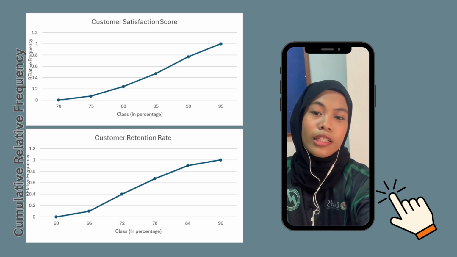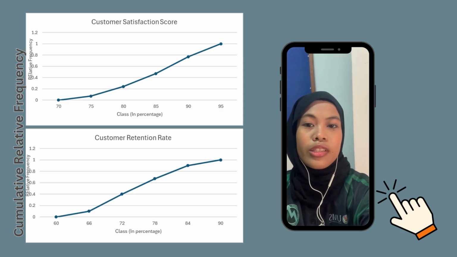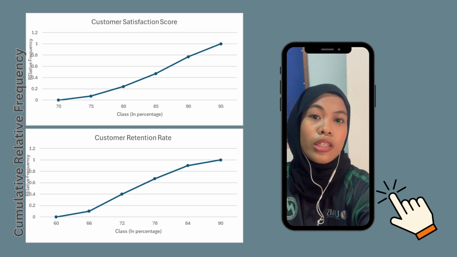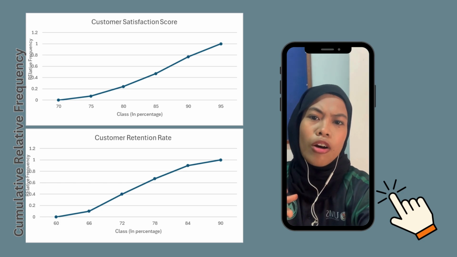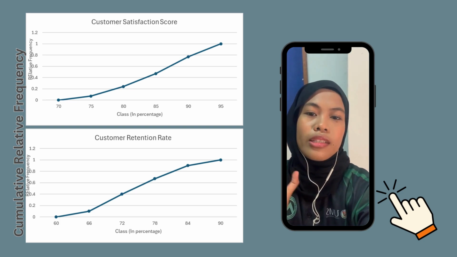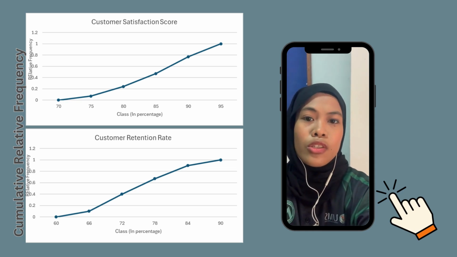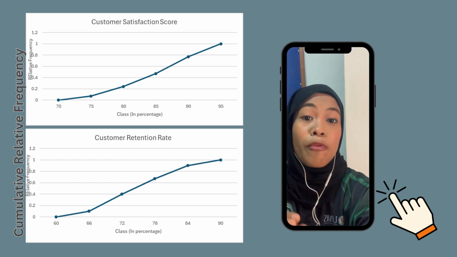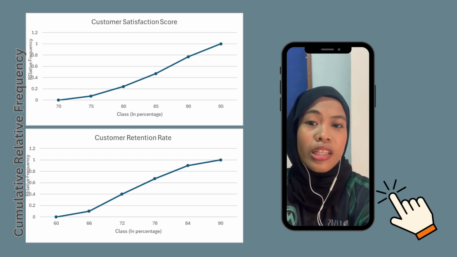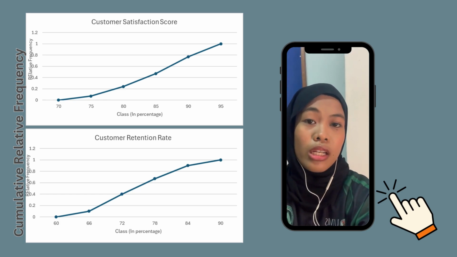So now let's look at the cumulative relative frequency graph for customer satisfaction score and customer retention rate. This graph adds up the relative frequency as we move across, showing the percentage of responses at or below each range. For satisfaction score, the curve rises steadily and hits 1.0 at the highest range, meaning all the responses are covered. Retention rates show a similar upward trend. So this helps us see how satisfaction and retention build over time, giving us a clear picture of customer experience and loyalty patterns.